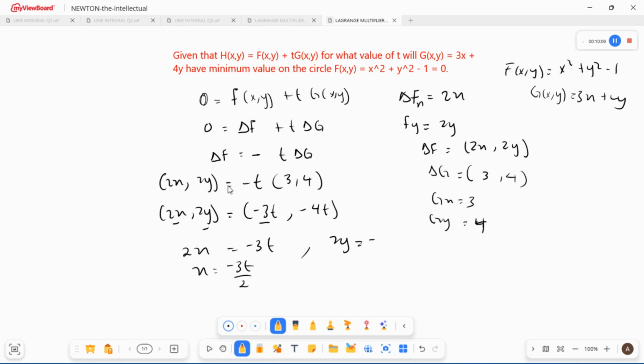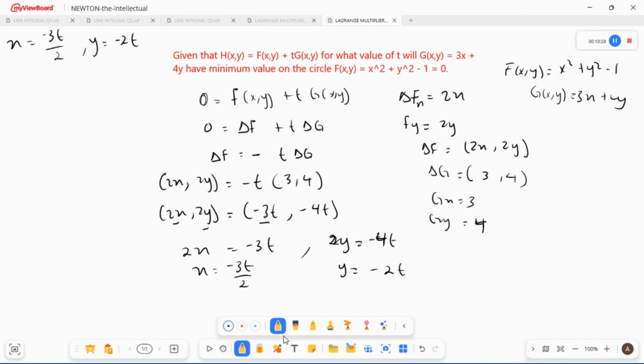2y is equal to minus 4t, right? And then y is equal to minus 2t. So now that we have that out of the way, we can just plug in our y and solve. So I'm going to put x here. X is equal to minus 3t over 2. Y is equal to minus 2t. So we have this basically.